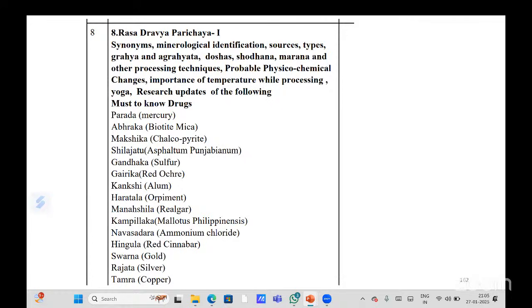Okay, so here you should go through the Shodhana Marana shlokas. It is better to memorize the Shodhana Marana shlokas. If you want to, you can also add Grahya Lakshana and synonyms. At least you should know the Shodhana and Marana shlokas. Okay, these are Parada, Abraka, Makshika, Shilajatu, Gandhaka, etc.